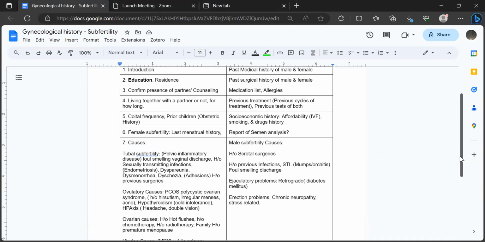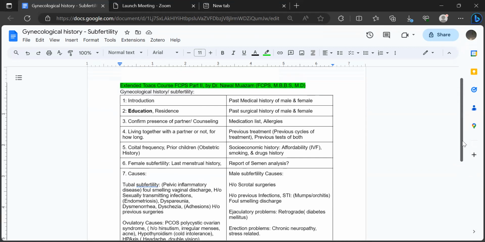After that, you have to ask about the causes of the subfertility. In causes of subfertility, we have male subfertility or female subfertility. There are some questions that you can ask both of them easily, like past medical history of male and female, past surgical history of both at the same time, medication list of both of them, allergies of both of them, if they have taken any previous treatment or previous cycles of treatment, and whether they have done their previous tests or not.